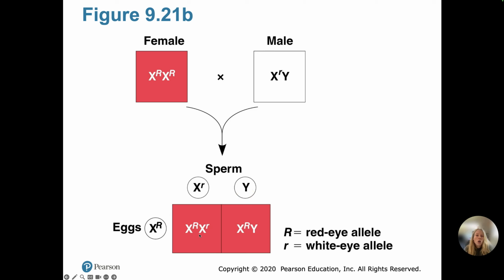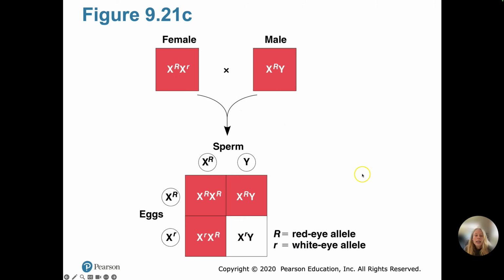So we see all the female offspring from this cross will be carriers of the white eye allele, but they will not express the white eye allele because they still have that one X^R, the dominant trait. So the females are carriers of the white eye allele, but they do not have white eyes. And then the male offspring are not carriers. They just have the X^R allele from the female. And then they got the Y chromosome from their father.